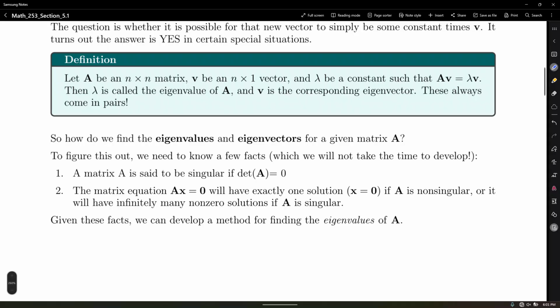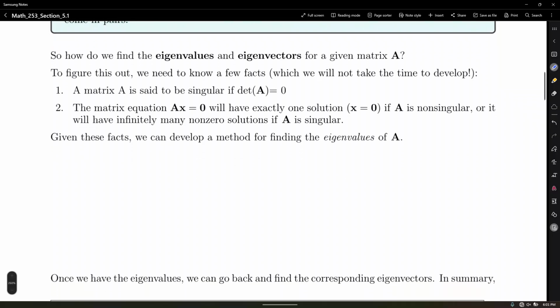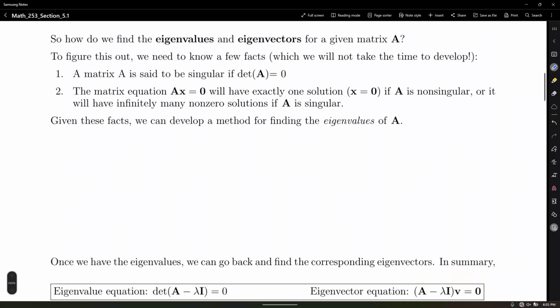Well, there are two things that we need to keep in mind before we can figure this out. We need to keep in mind a couple of facts. Of course, we're not going to prove these facts. These are facts from linear algebra that we will simply use. Otherwise, that would be a whole semester, right?